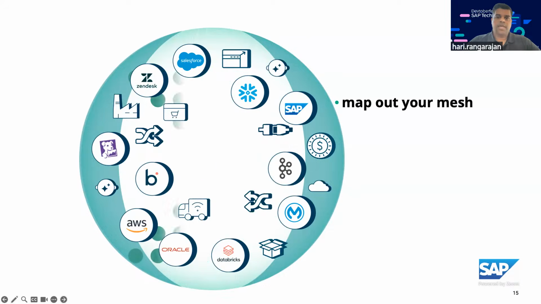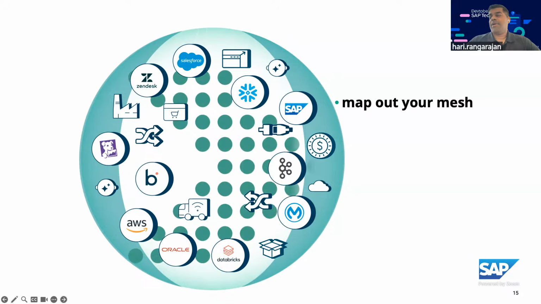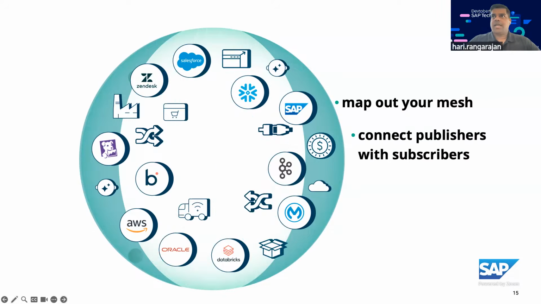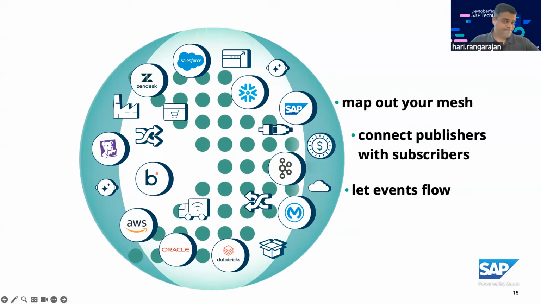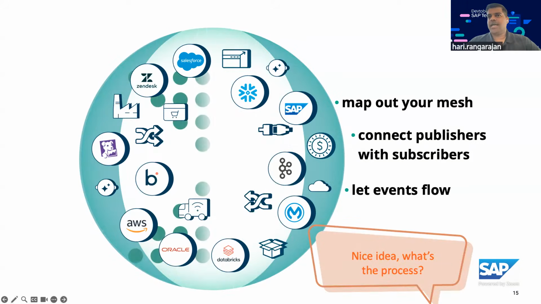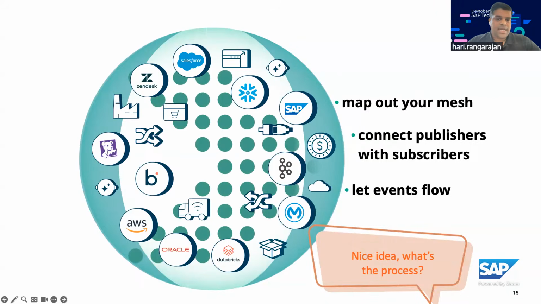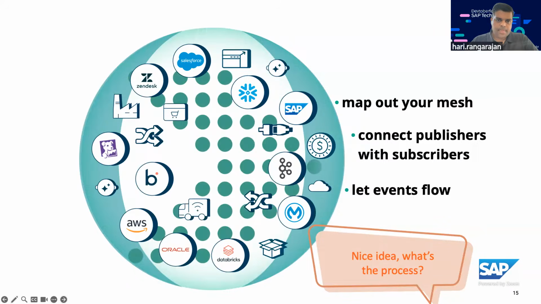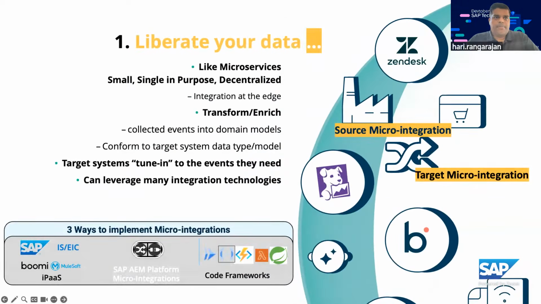Create one or more AEM instances. And if you have more AEM instances, you can put them together in a mesh, or a network of these brokers. Connect your publishers and subscribers. Let the events flow, right? Simple. That's a simple, nice idea. But how do you exactly achieve this, right? Let's talk about that. We have a 4-step flow for this journey. So the first one would be to liberate your data, right?